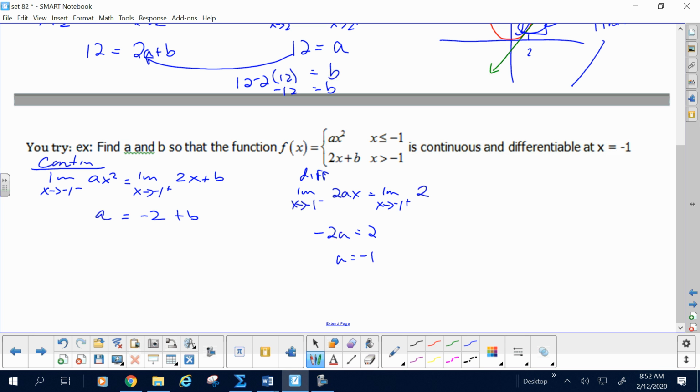Did you get an a of -1? And did you get a b of something else? -3? +1? Okay, cool. Just so we're clear on my expectations, students tend to say, I don't need to do all that limiting stuff. They want to jump to the answer, not okay.